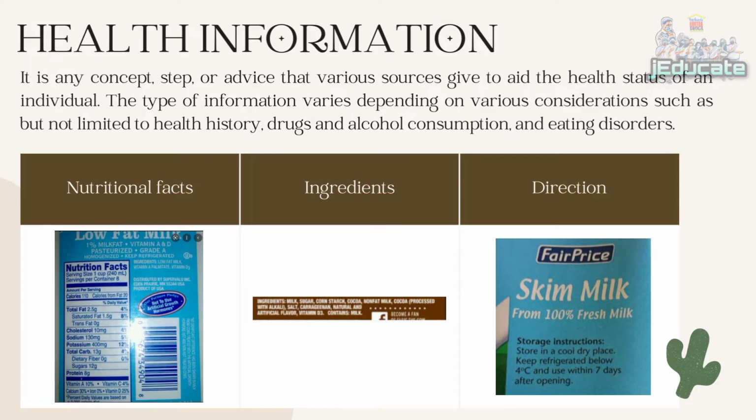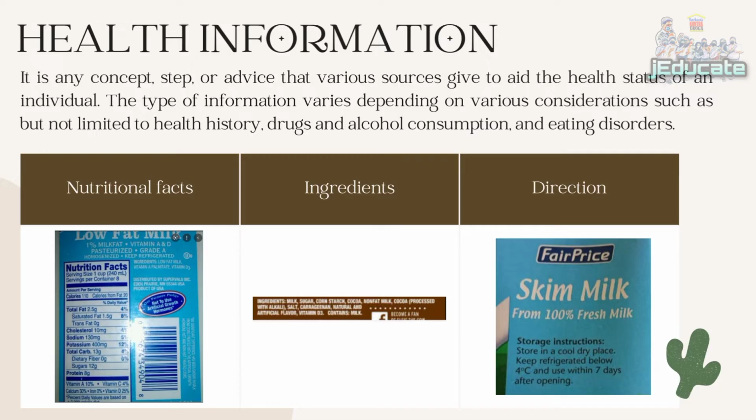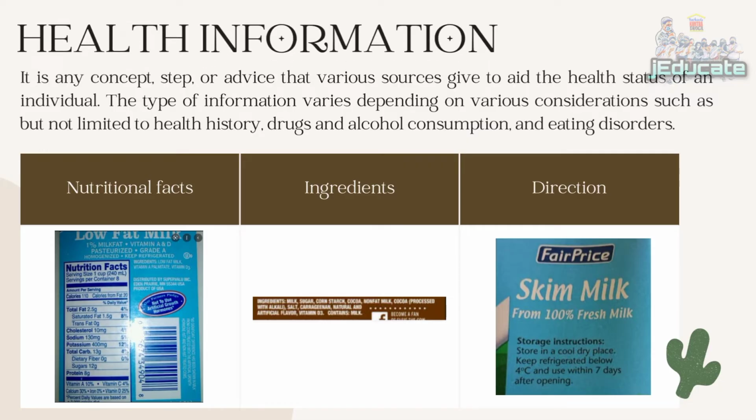Health information. It is any concept, step, or advice that various sources give to aid the health status of an individual. The type of information varies depending on various considerations such as, but not limited to, health history, drugs and alcohol consumption, and eating disorders. Example of health information: nutritional facts, ingredients, direction.